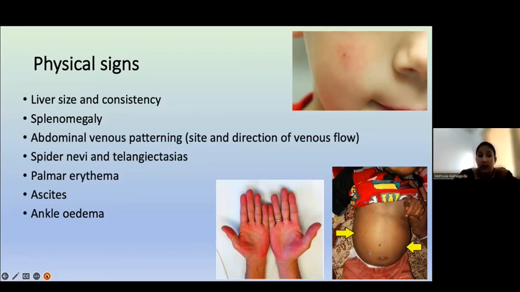There can be spider nevi or telangiectasias, you will see. There can be other features like palmar erythema, ascites, ankle edema. So these could be manifestations of the vasodilatation, splanchnic vasodilatation, and increased cardiac output.